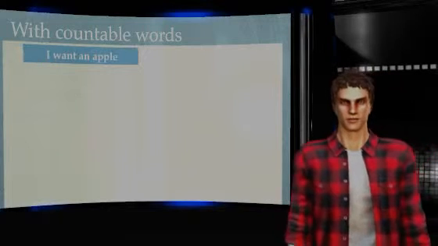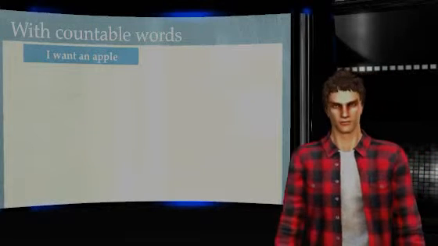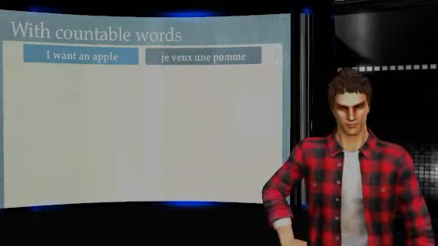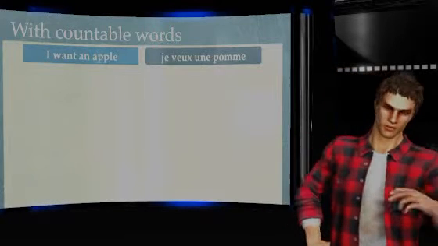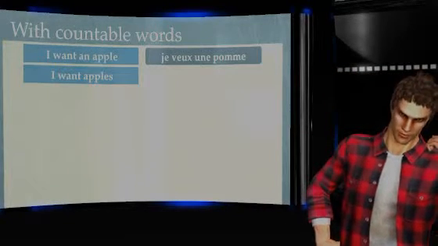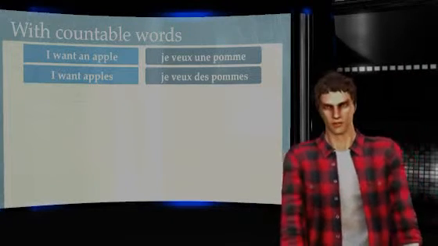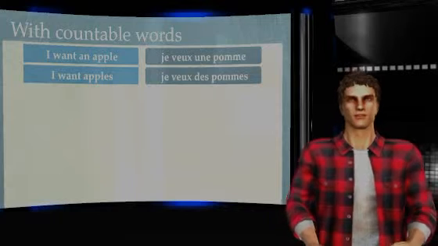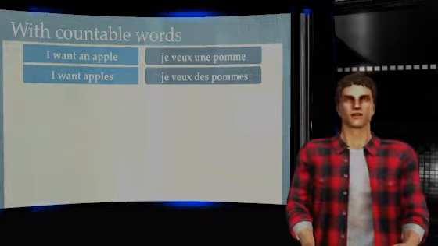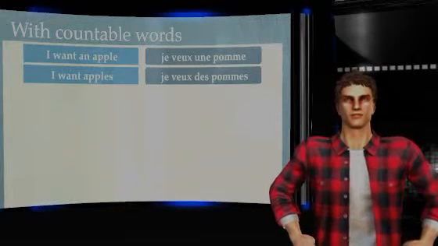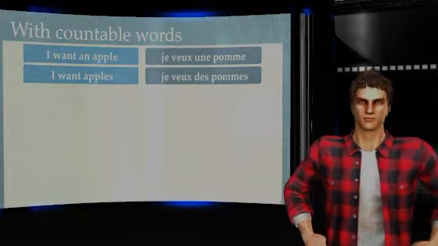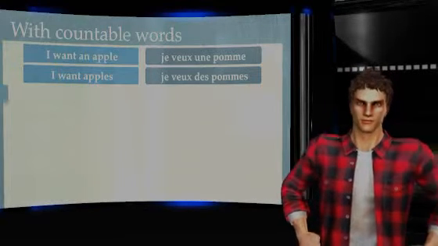Let's see now some examples. I want an apple. In French you will say je veux une pomme. No problem. So now the plural. I want apples, or I want some apples. You will say je veux des pommes. Okay? And des here is the plural of une. It is not de les, and it is not partitive.